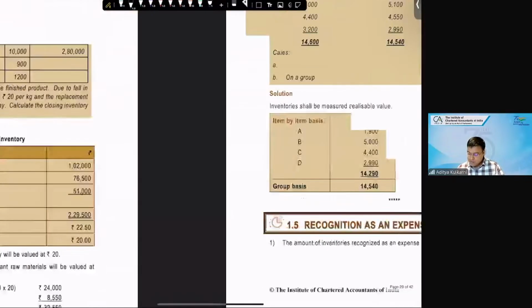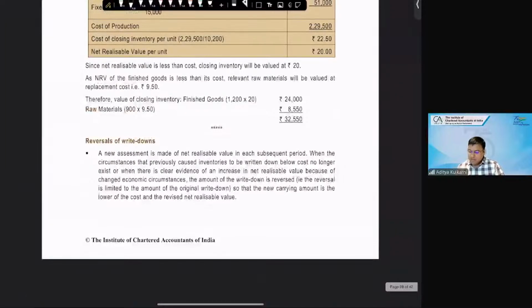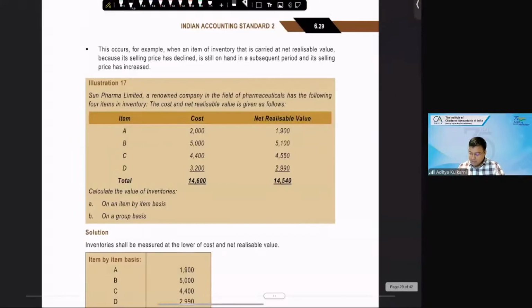No, next one. Reversal of write down. I have explained to you. Yes, that's it. Nothing else. This one you can do for homework.